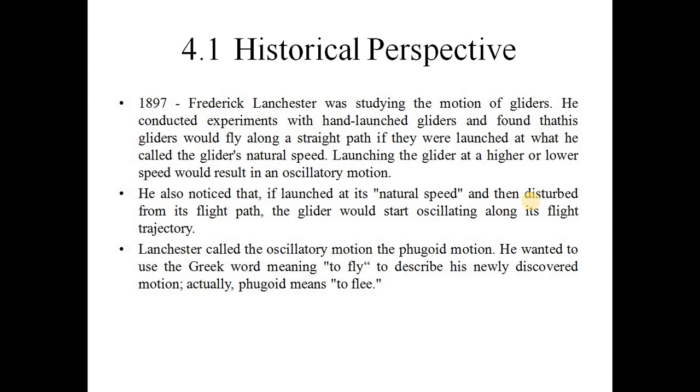One, if it's gliding at higher or lower speed, meaning other than its natural speed. And secondly, if there is a disturbance, for example wind gusts or somebody moving the control surface, then it will start oscillating. Lancaster called the oscillatory motion the Phugoid motion. He wanted to use the Greek word meaning to fly to describe his newly discovered motion. And actually, phugoid means to flee.